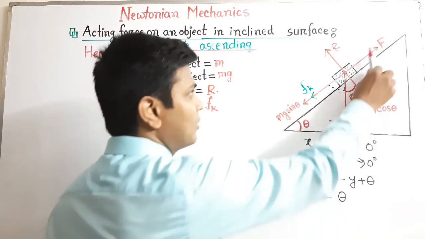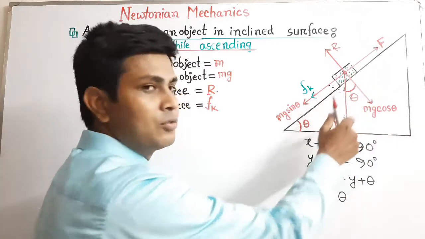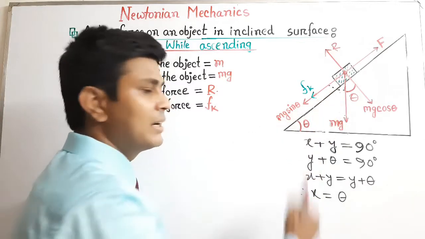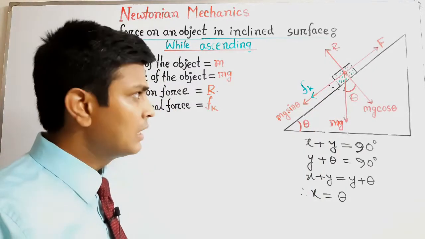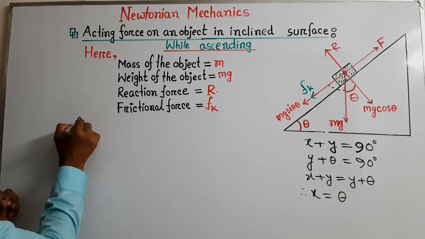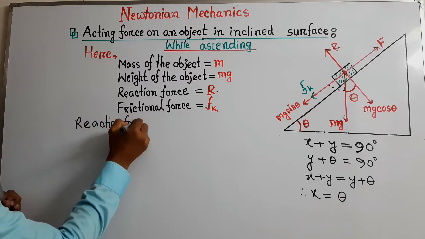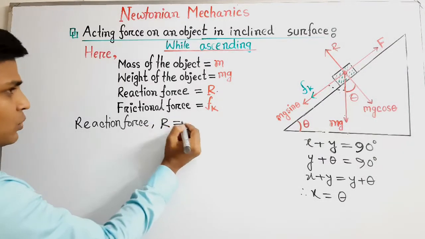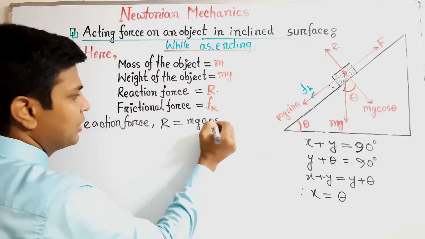Suppose we apply here F amount of force, and when we apply F amount of force, at that same time the frictional force will develop, which acts just opposite to the direction of the applied force. So before calculating that effective force, let us know what the reaction force is. Reaction force is R, and which equals mg cos theta. So we can write R equals mg cos theta.